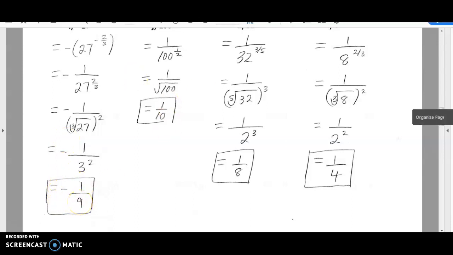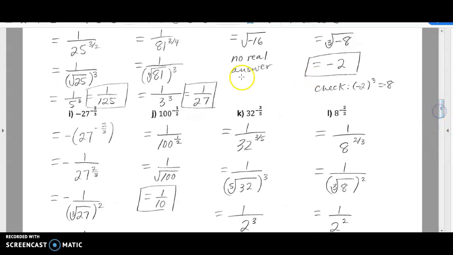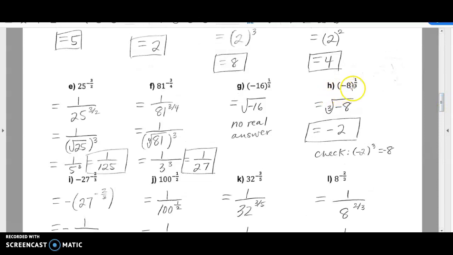Okay, so just be careful. If the negative is in the bracket, like it was in these questions, then the exponent applies to the entire negative 8 and the negative 16. If the negative is not in a bracket, then the negative stays outside.